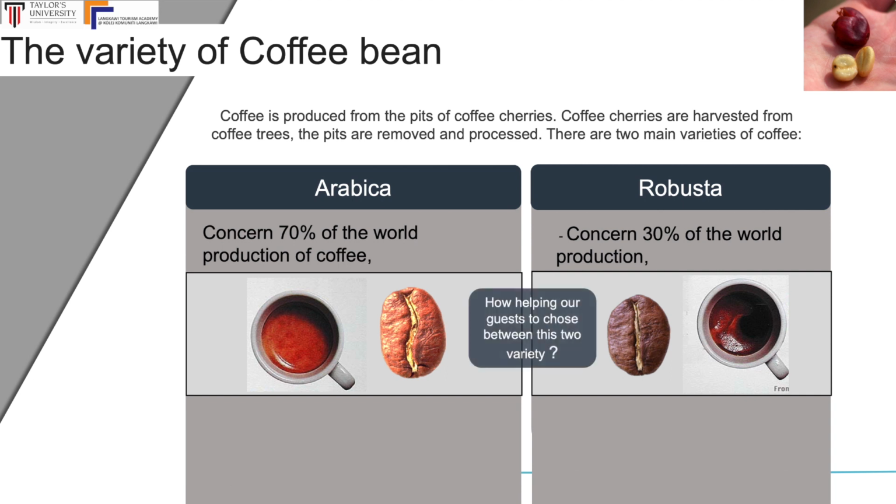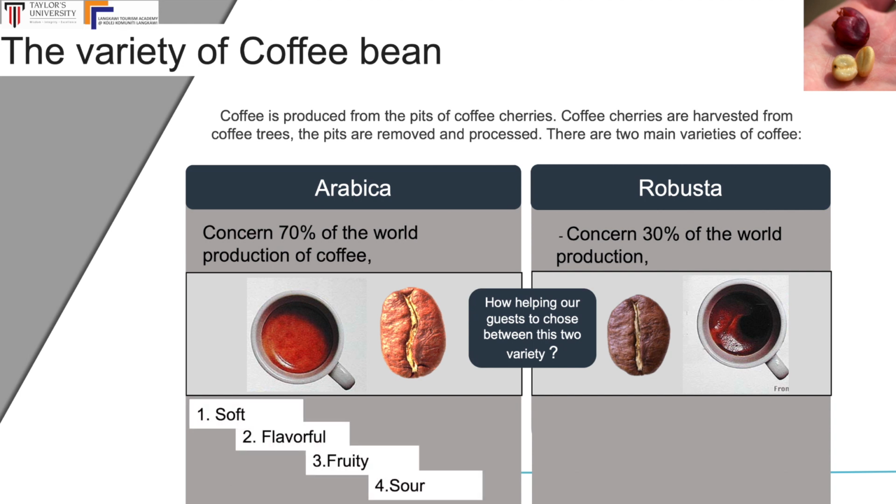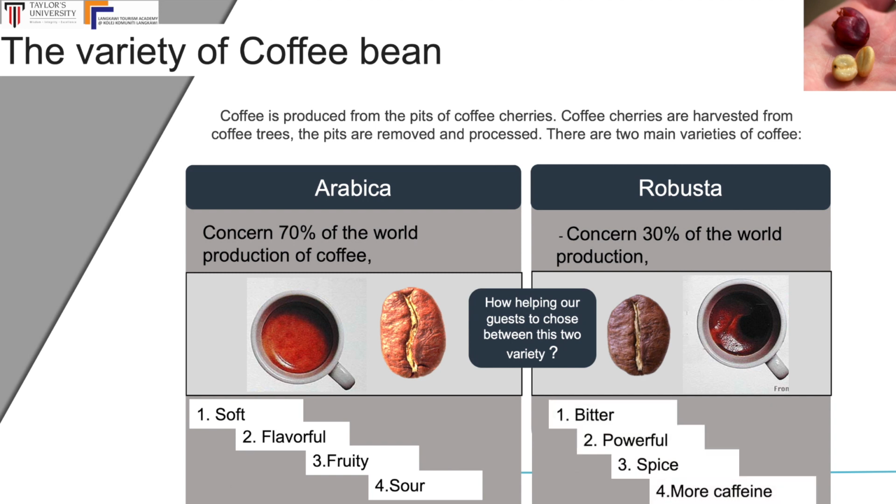Now, how do we help our guests to choose between these 2 varieties? It is quite simple since both of the main varieties are generally different. One, Arabica, is softer, more flavorful, a little bit more fruity and sour, while Robusta has a bitter taste. It's more powerful and spicy and contains more caffeine.